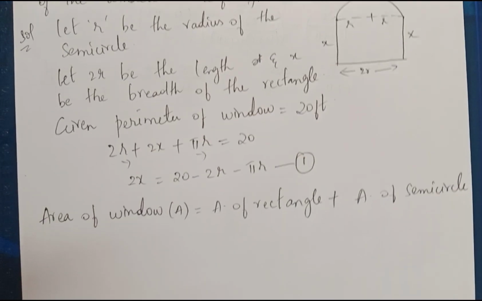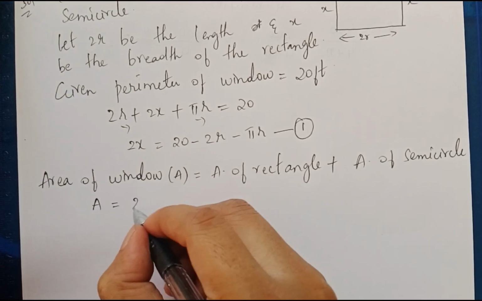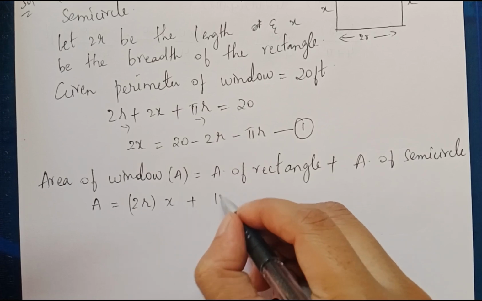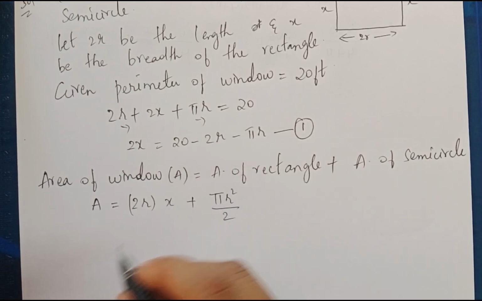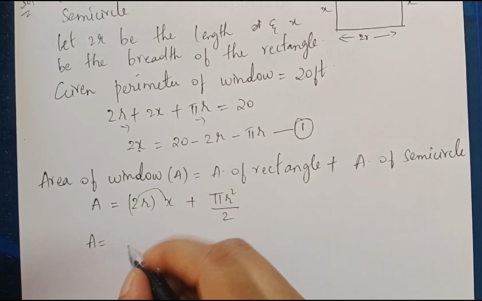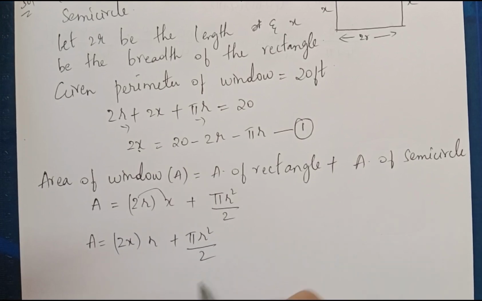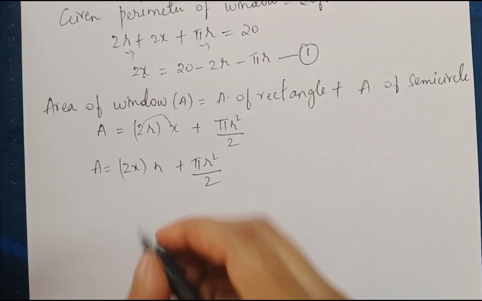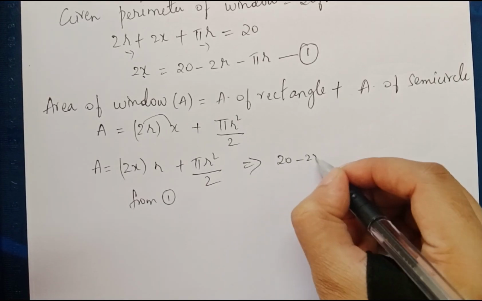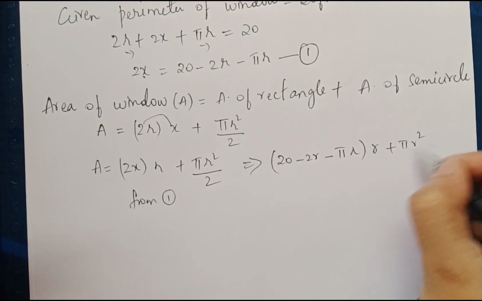So we know the formula is length into breadth, and so A is equal to length into breadth, which is 2r into x, plus area of semicircle, given by the formula pi r square by 2. Now I'll write 2x together as we are having the value of 2x. So A is equal to 2x into r plus pi r square by 2. Substitute the value of 2x from 1. From 1 we'll get 20 minus 2r minus pi r into r plus pi r square by 2.